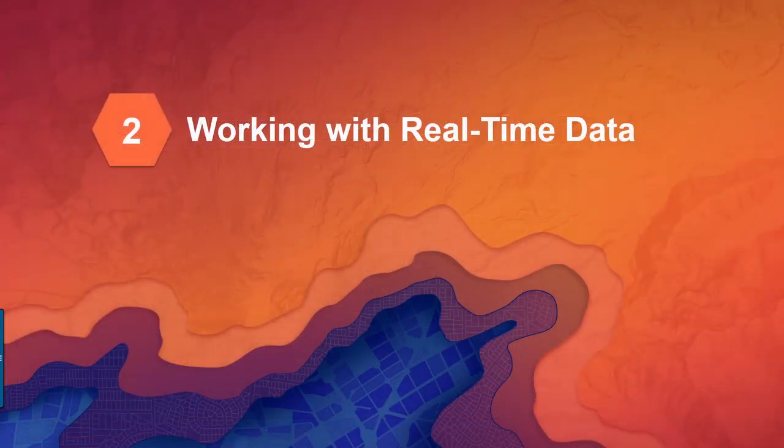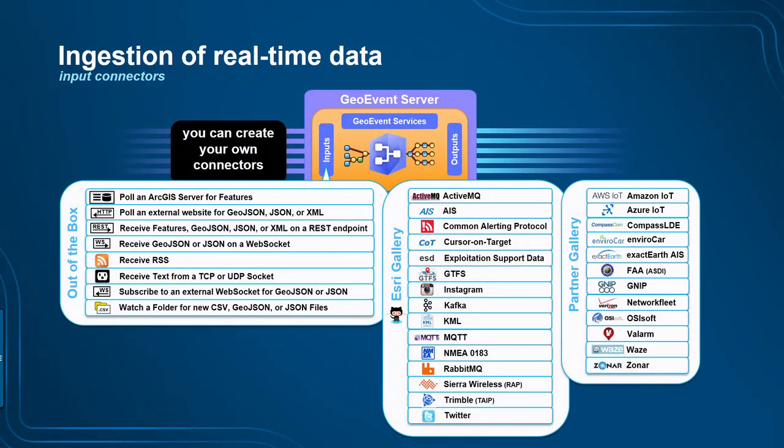So how can you get real-time data into ArcGIS? With GeoEvent, we have a wide variety of input connectors. As you can see here on the left, we have a bunch of out-of-the-box connectors, which includes polling an ArcGIS server for features, polling an external website for GeoJSON, JSON, or XML. You can also receive features, JSON or GeoJSON or XML on a REST endpoint or maybe a WebSocket. You can also receive text on a TCP UDP socket, or you can look for a folder in a conventional way for a flat file like CSV or GeoJSON or a JSON file.